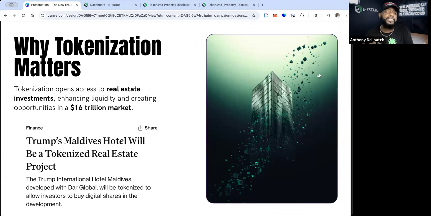Back on November 17th, there was an article that was released, and it said that the Trump Maldives Hotel will be a tokenized real estate project. What does that mean? Right? This means that they are going to open up this project to allow investors to buy digital shares of the development.